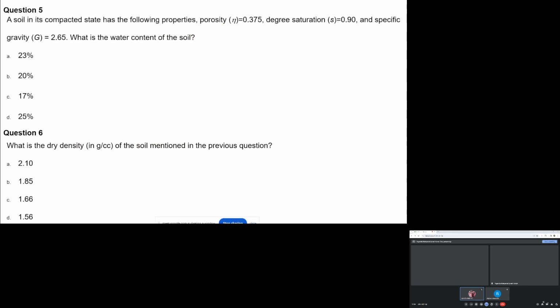Okay. So, a soil in its compacted state has the following properties. Porosity is 0.375. Saturation is 0.9. Specific gravity is 2.65. What is the water content of the soil? Will you be able to solve this? Yes, sir.